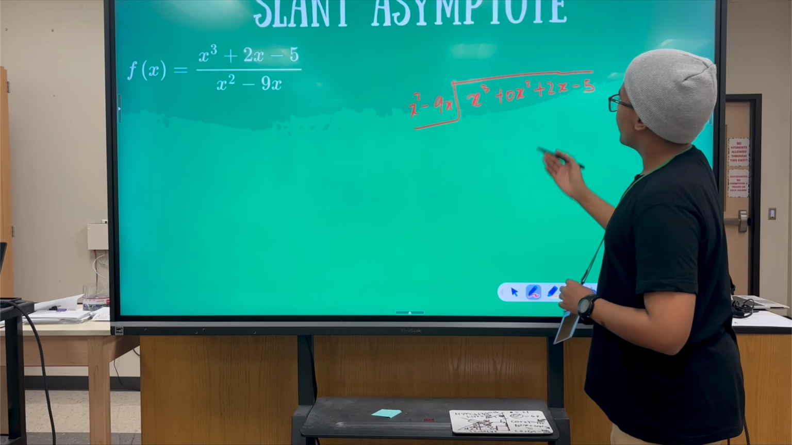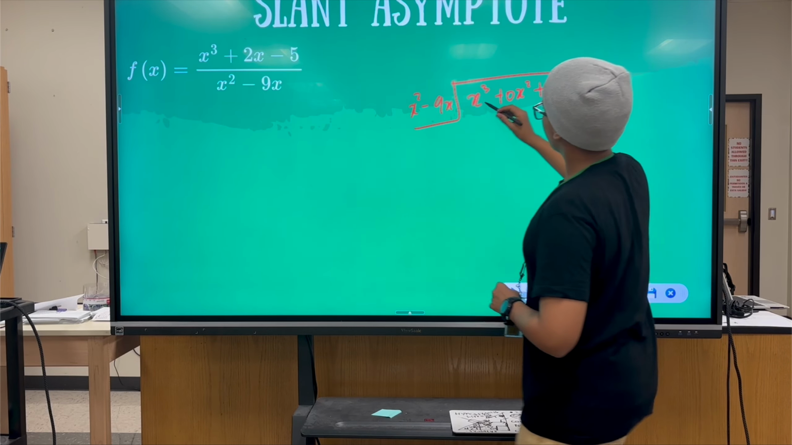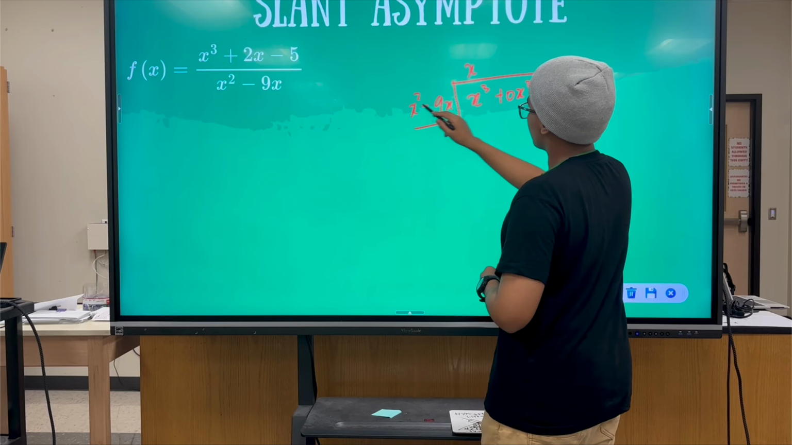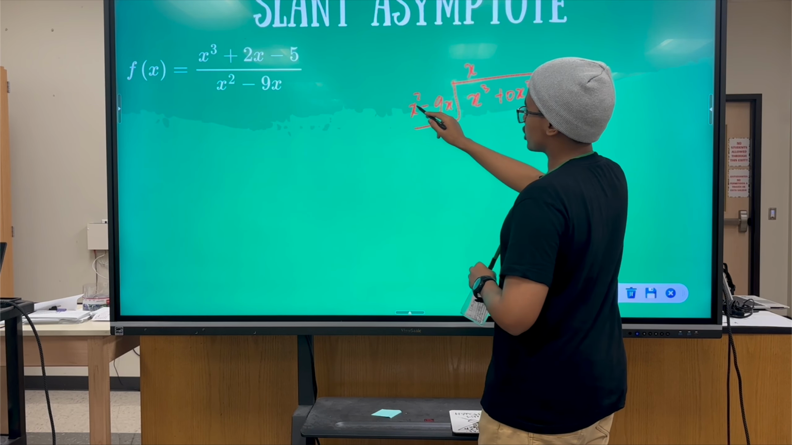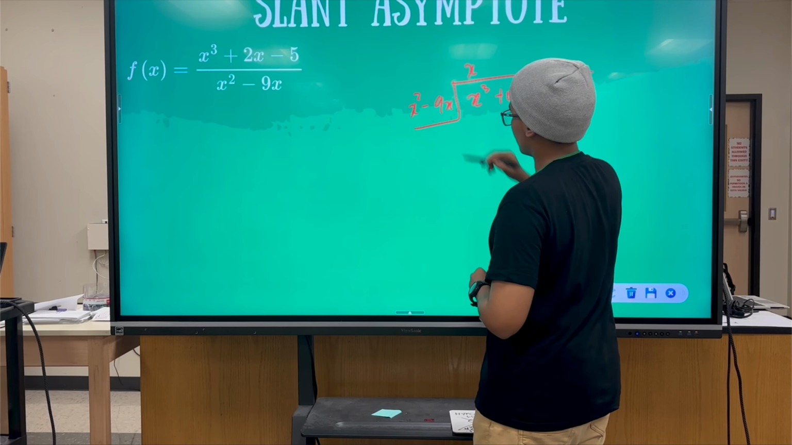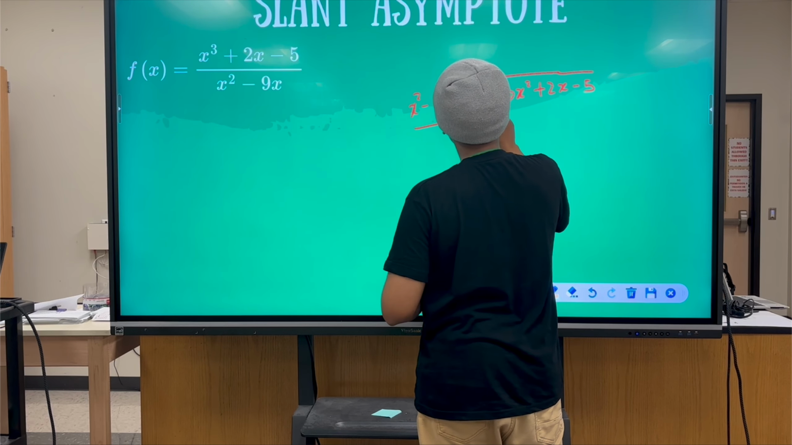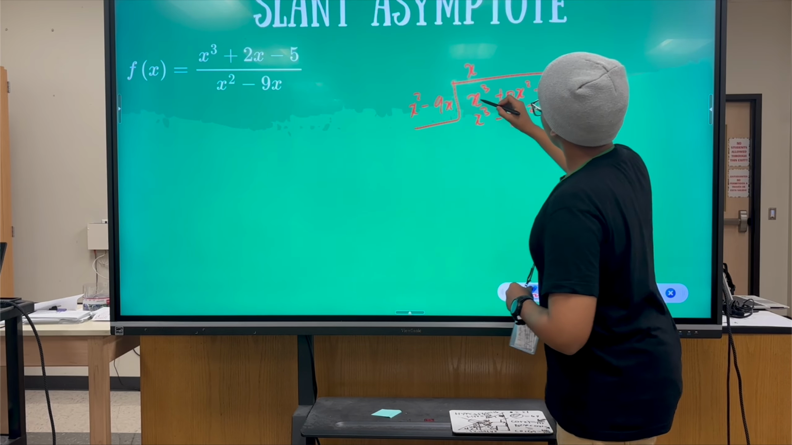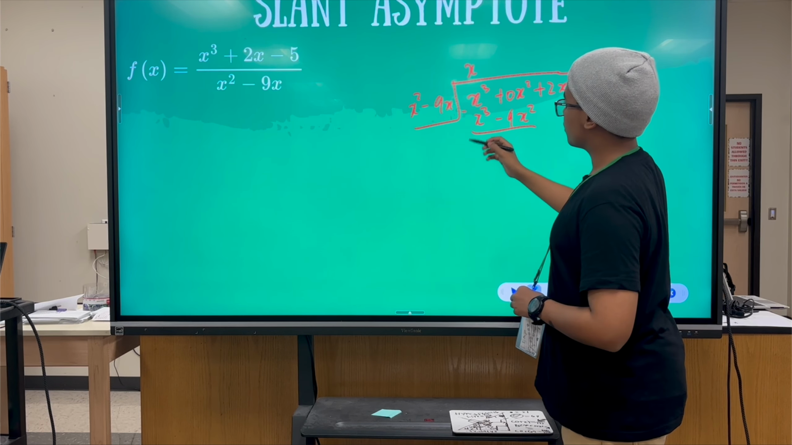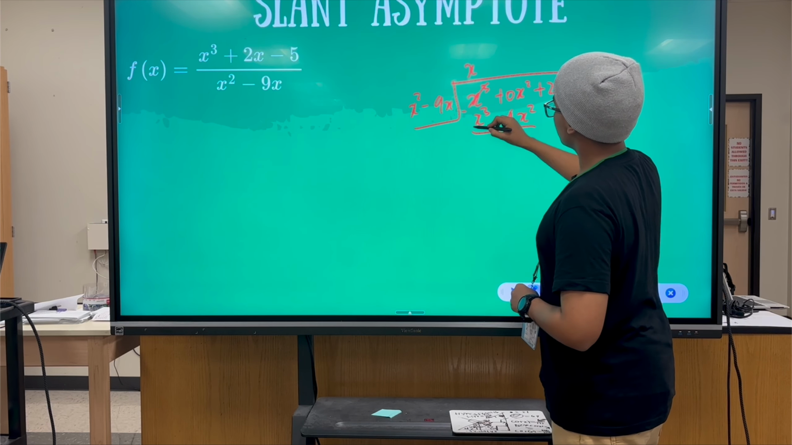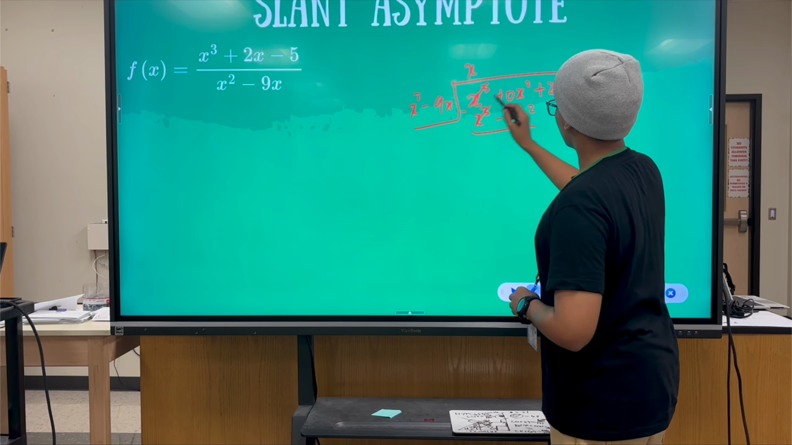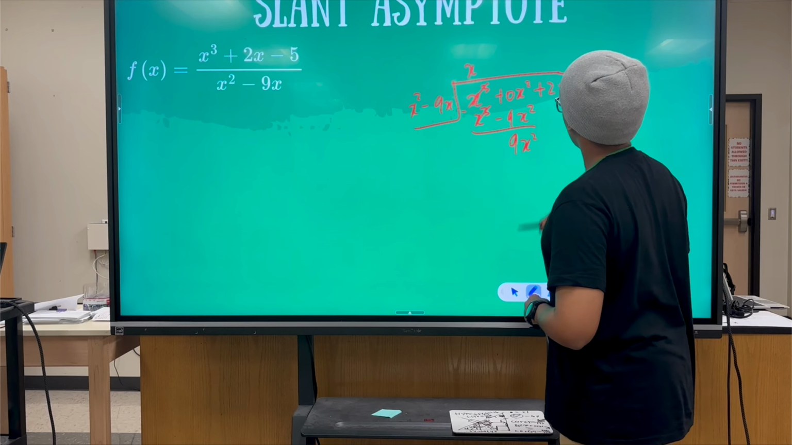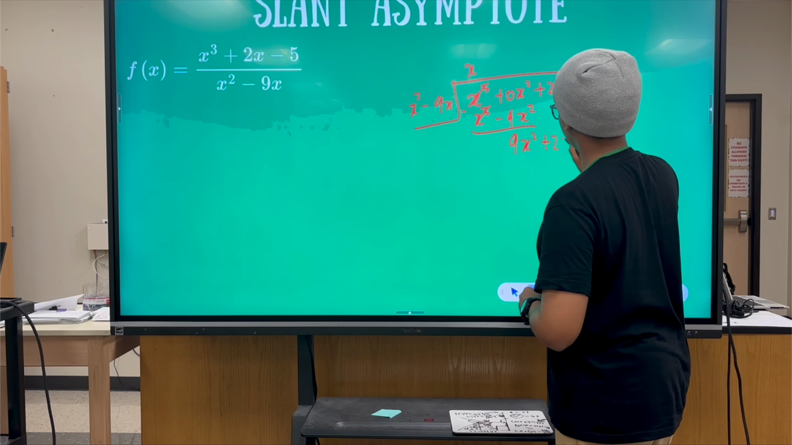Alright, so now the perfect term right here would be x. So now x times x squared, and we would have x times x squared minus x times 9x. So we would have x cubed minus 9x squared. And we're subtracting here. Unlike synthetic division, we're actually subtracting. So these two cancel and you'd be left with 0 minus 9, which is just 9x squared. And then we bring down the plus 2x right here.